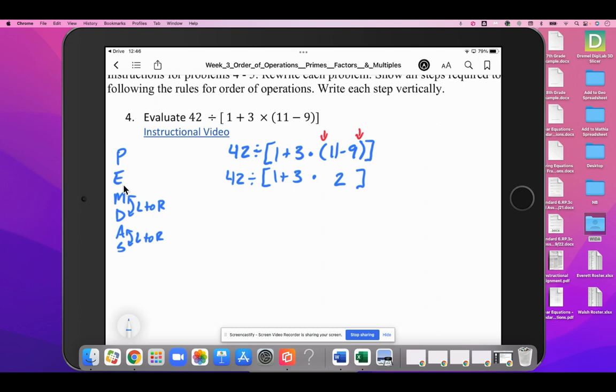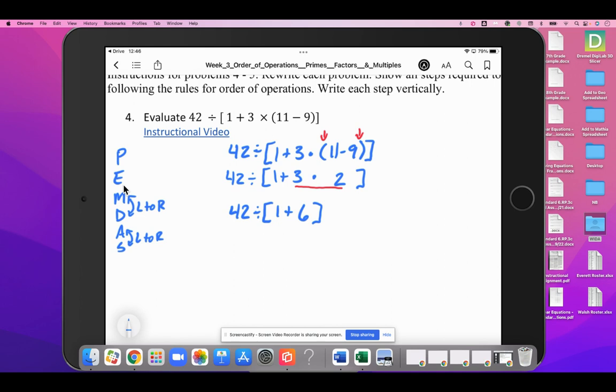So now we are still working inside parentheses, inside those brackets, and we need to look for any exponents. We don't have any exponents. We need to look for any multiplication or division. And I do see multiplication right here, this 3 times 2, so that's what needs to happen first, even though it's on the right. So we've got 42 divided by 1 plus, and 3 times 2 is 6. So again, just one step, and I rewrite the entire thing.